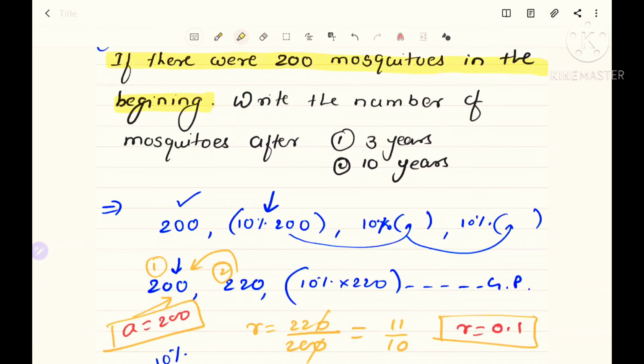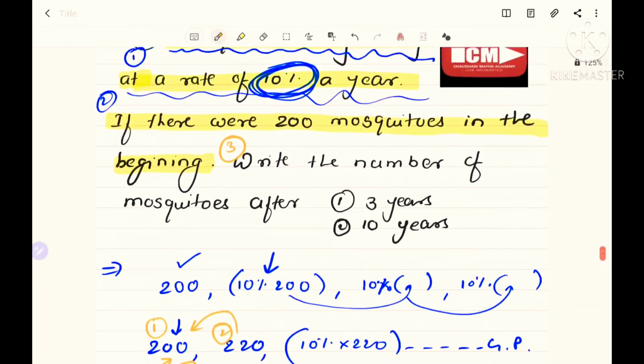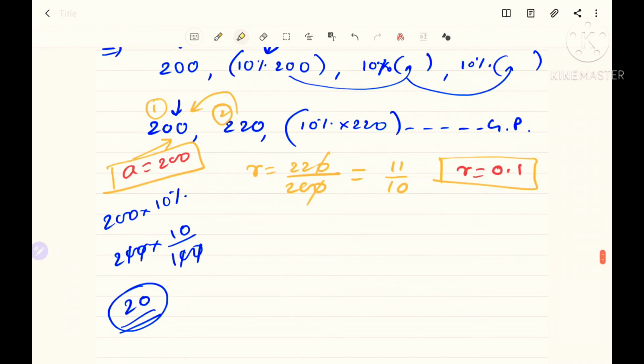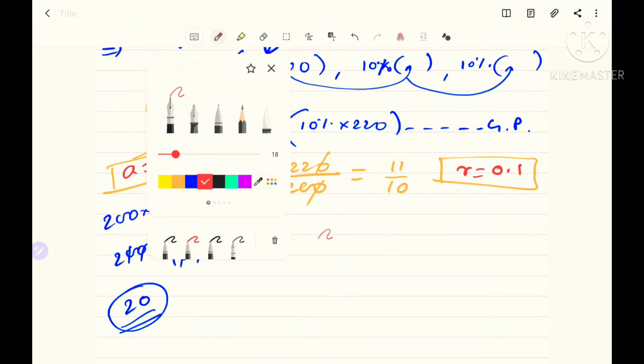Then let's try to read the third statement of this problem. Now they want us to write the number of mosquitoes after 3 years and then after 10 years. Okay, so they want the number of mosquitoes after 3 years. What is the meaning of that? So here, this is where most of the students make mistakes. So let me explain to you, friends.